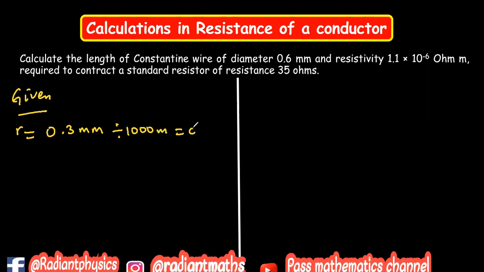And then when we do that, we should have 0.00 another 0.3 meter. Now we have converted this into meter. And then the next parameter that we have is our resistivity, represented by this letter. So we have resistivity, which is 1.1 times 10 raised to the power of -6 ohm meter.